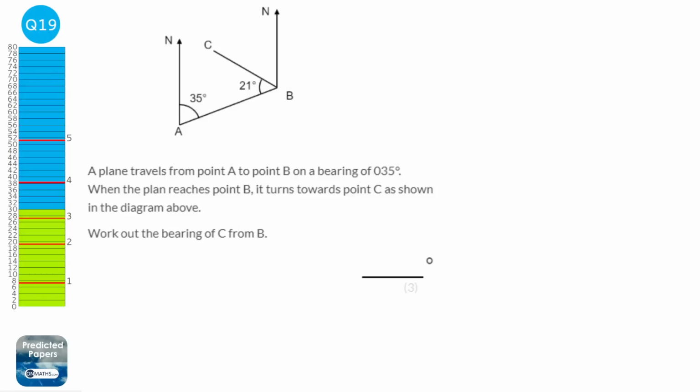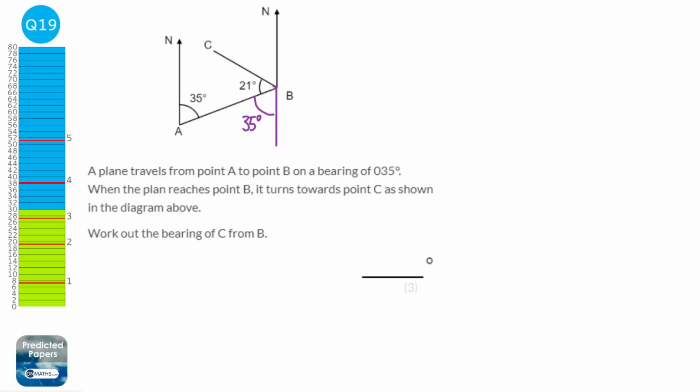For this question, it's really useful to label angles that you know on the diagram, even if you can't go straight to the answer. So if I extend this line here, the north line, then I can work out what this angle is, because it's going to be the same as this angle here. And the reason is it's Z angles, which are alternate angles. So I know that this angle is 35 degrees because of alternate angles.